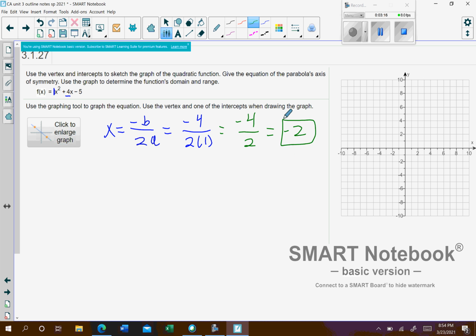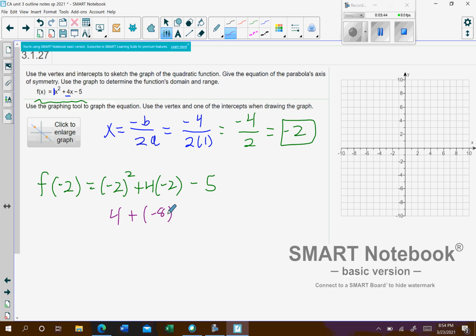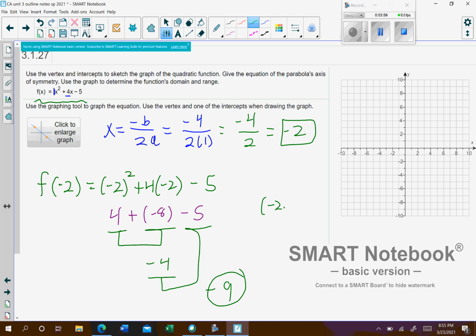And then to figure out the y value, you plug that into the function. So we're going to do f of -2 and plug that in. So now we're going to have -2 squared plus 4 times -2 and then -5. So I'm just plugging it into the function to figure out the y value. Basically, its partner, right? So -2 to the power of 2 would become +4. And then this will become plus -8. And we got a -5. And so let's see, 4 plus -8 is -4. And then -4 plus -5 is -9. So that's going to put the vertex at -2, -9.